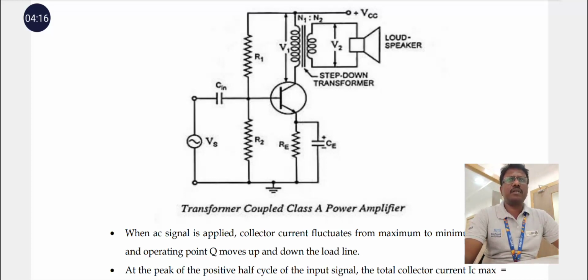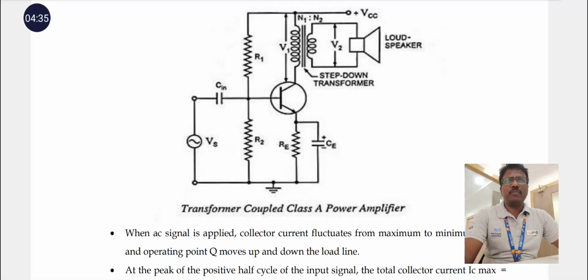Next, the transformer. Now comes the important component. The transformer replaces the collector resistor. It has a primary winding N1 and a secondary winding N2. The primary is connected in the collector circuit while the secondary is connected to the loudspeaker.